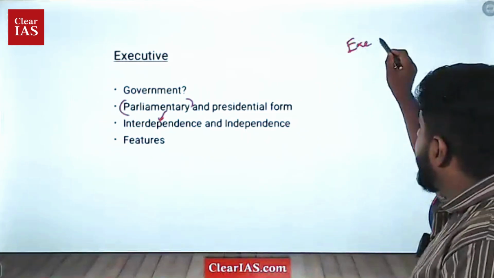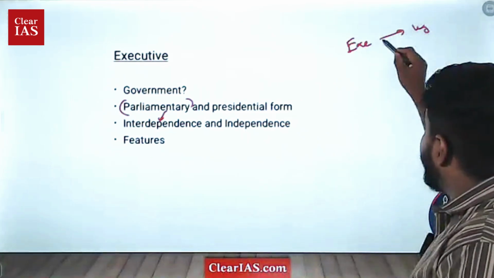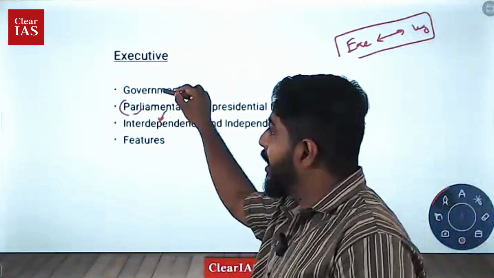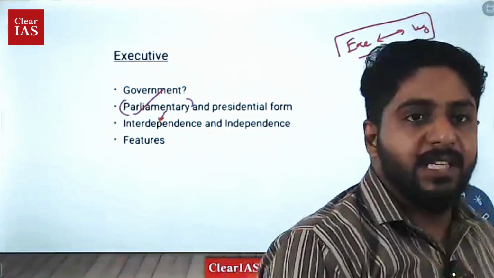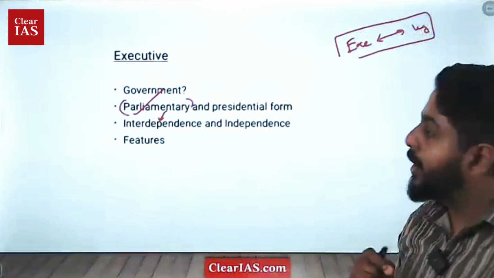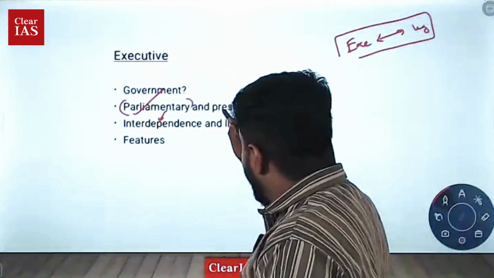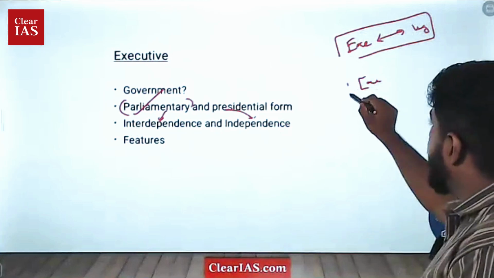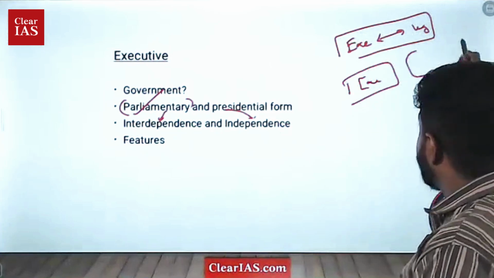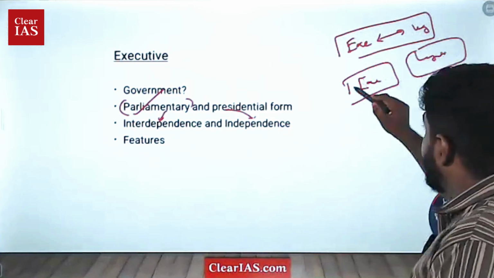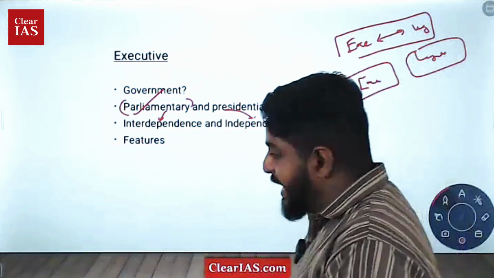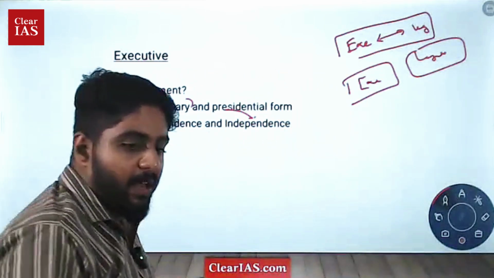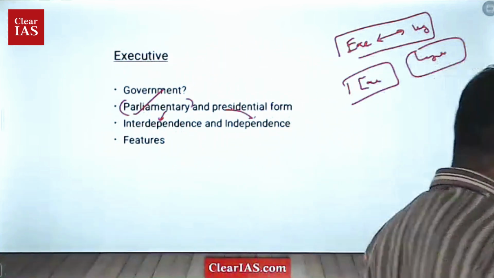Executive and legislature have an interdependence in the parliamentary form of government. Why? Because of the reason of responsibility or majority support. Now, in the presidential form of government, executive is one division, legislature is another division. There is no interdependence, but there is only independence.